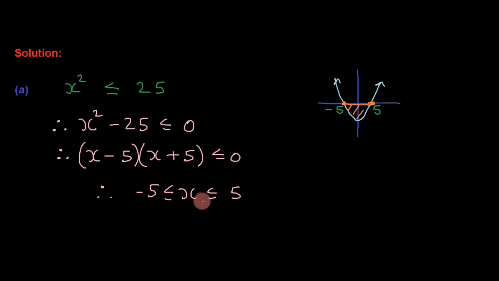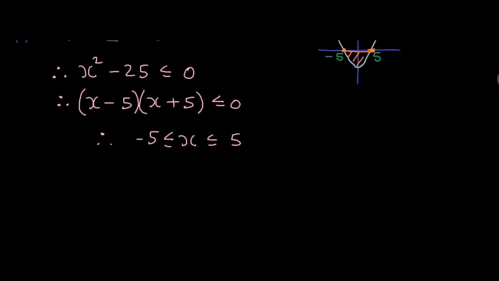Then we can also write this in interval notation as follows. So x will be an element of the closed interval. In other words, including -5 and +5. So the closed interval from negative 5 to +5.